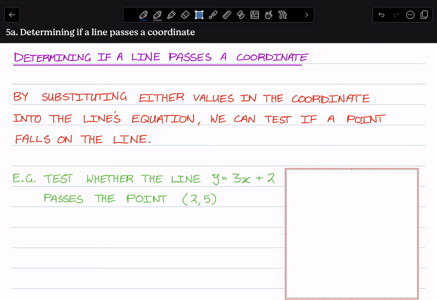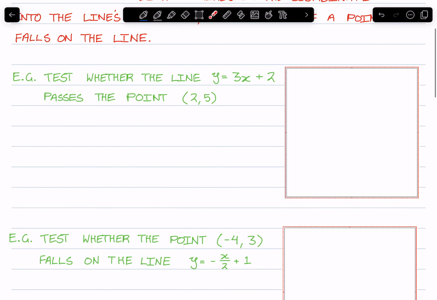Hello class, this is a video tutorial on determining if a line passes a coordinate. By substituting either values in the coordinate into the line's equation, we can test if a point falls on the line or not. So I'll demonstrate to you what we mean here.